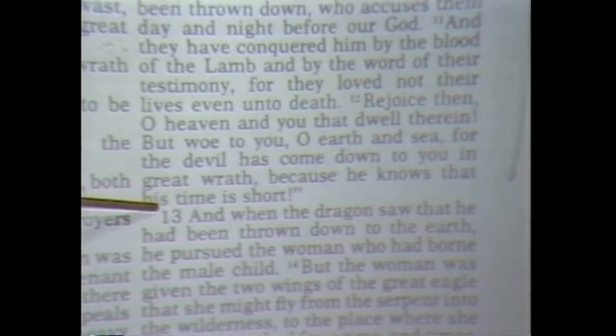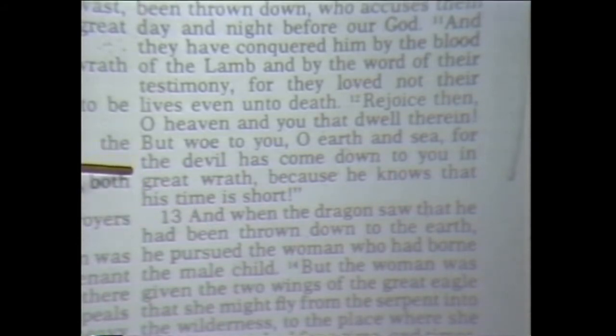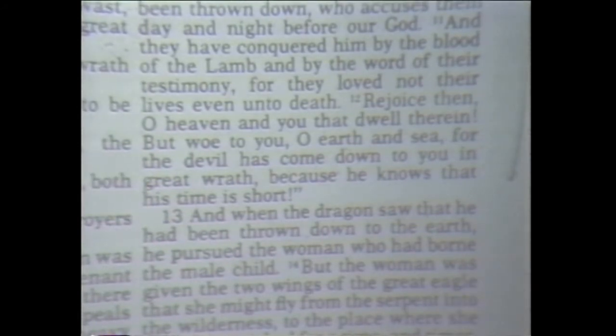Now we're going to deal with the time element in this in another session. But this is a good illustration of the stage of the cosmic war according to the book of Revelation. The war is over in heaven, but it's not over on earth. The devil is doing his best to win the war yet, but his time is short, and the end of the story is going to be the defeat of the devil and the victory of the good side.